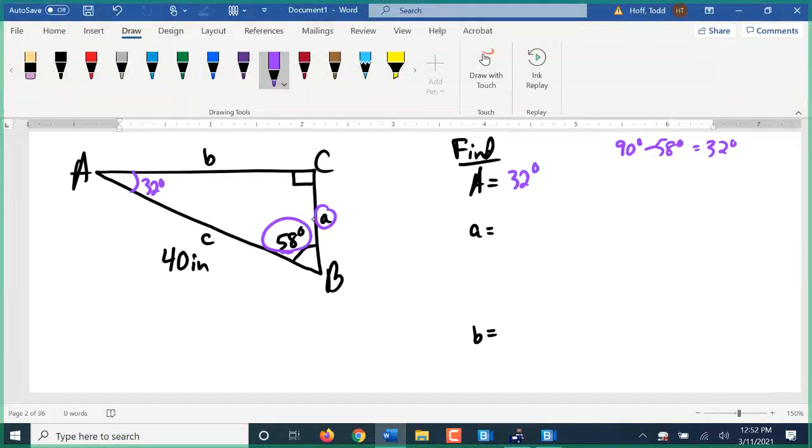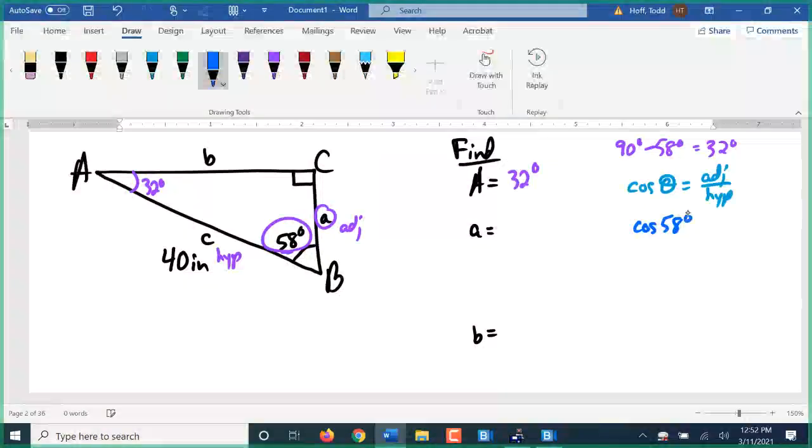So side A here would be the adjacent side, and of course the 40 inches is the hypotenuse. So adjacent and hypotenuse is the cosine. Cosine of an angle equals adjacent over hypotenuse. Now if you look it up, secant also uses adjacent and hypotenuse, but most of your calculators do not have a secant function, so we try not to use that. So we put in our information here. It's the cosine of 58 degrees equals A over 40.